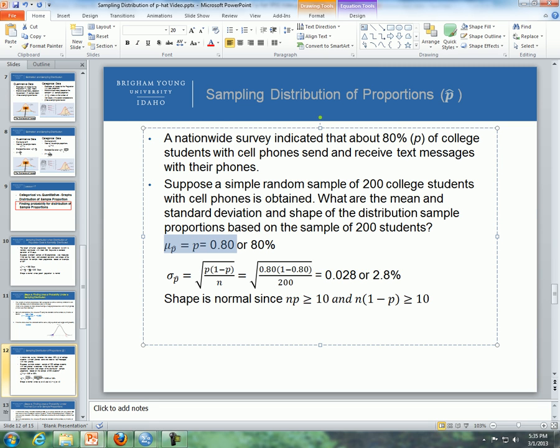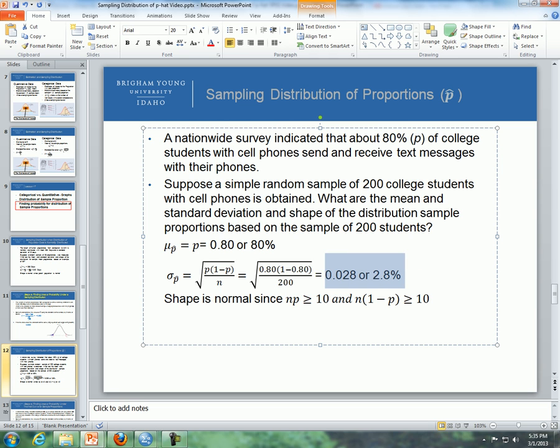Well, the mean of all the sample proportions is equal to the population proportion, where in this problem it's equal to 80%, or 0.80, depending on if you put it in decimal form or percentage form. The standard deviation of the sample proportions is equal to the square root of p, which is a population proportion, times 1 minus p divided by n, and that's all square rooted. And if we solve for it here with the information above, which is 0.8 being the population proportion, 200 is our sample size, we get a standard deviation of 0.028 or 2.8%.